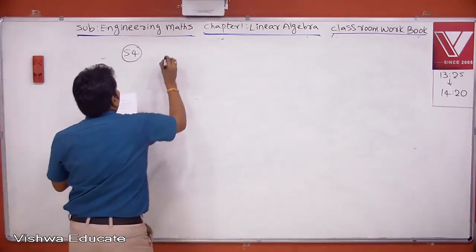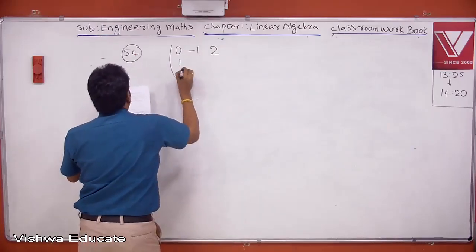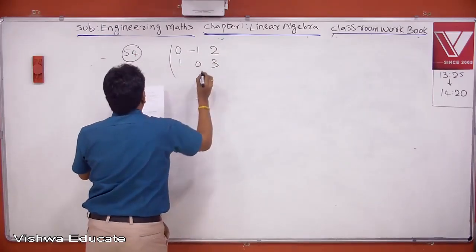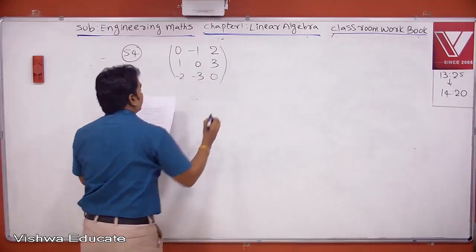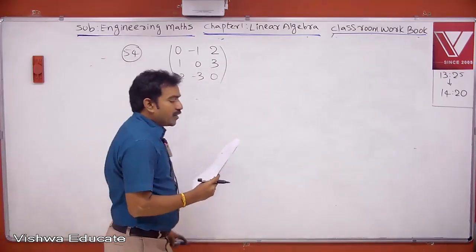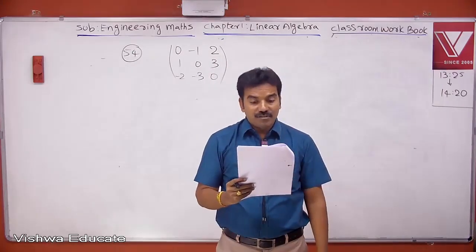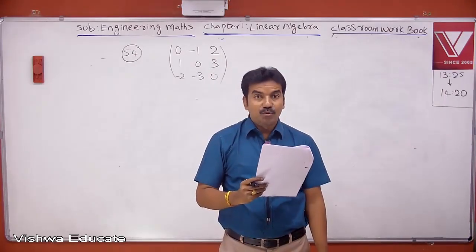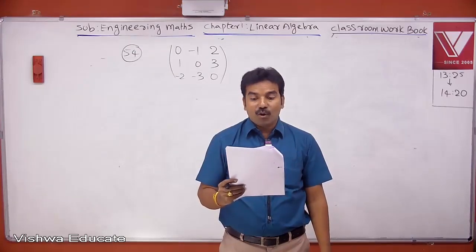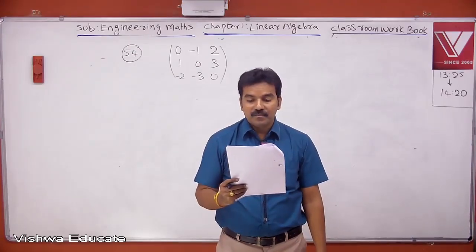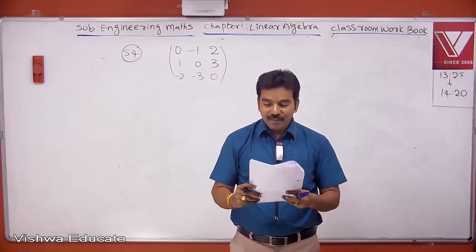Consider the matrix 0, minus 1, 2, 1, 0, 3, minus 2, minus 3, 0. Which of the following is incorrect? One of its eigenvalues is 0. It has two purely imaginary eigenvalues. It has a non-zero eigenvalue. The sum of its eigenvalues is 0.